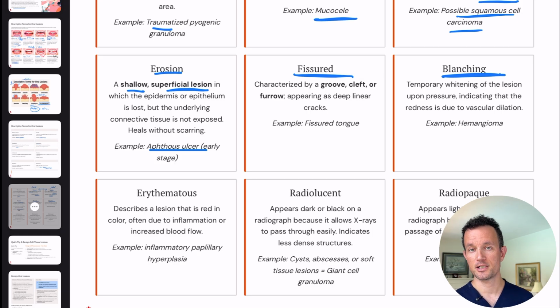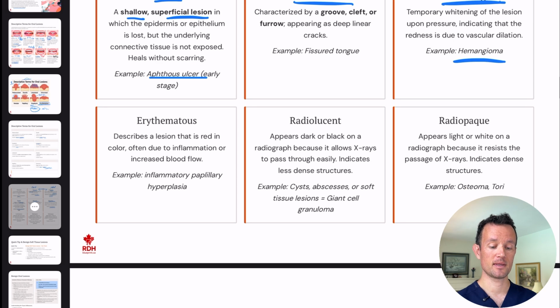So if the lesion blanches, that tells us something about it. If it doesn't blanch, that tells us something else. Would you know which one between a hematoma and hemangioma blanches upon pressure? You will at the end of this video. Stay tuned. Erythematous, it's red.